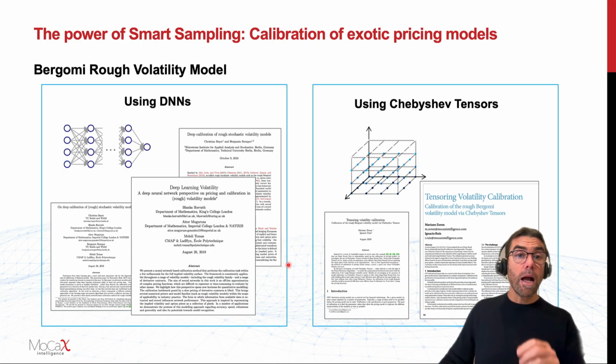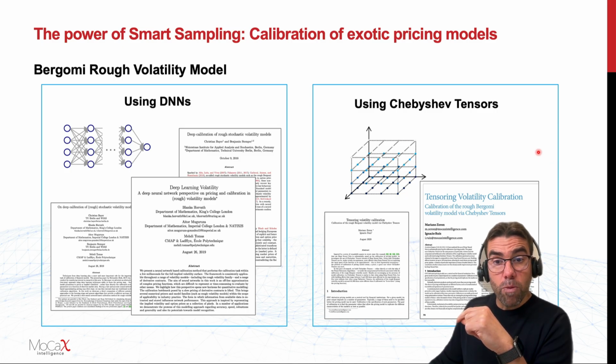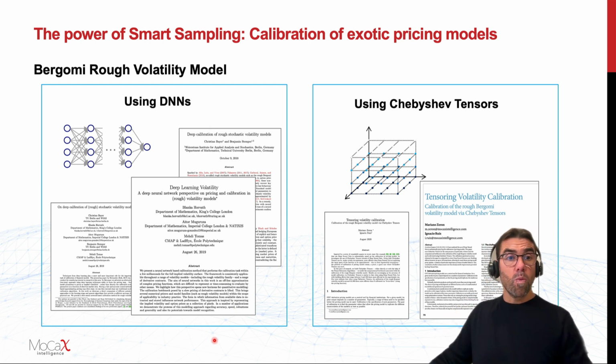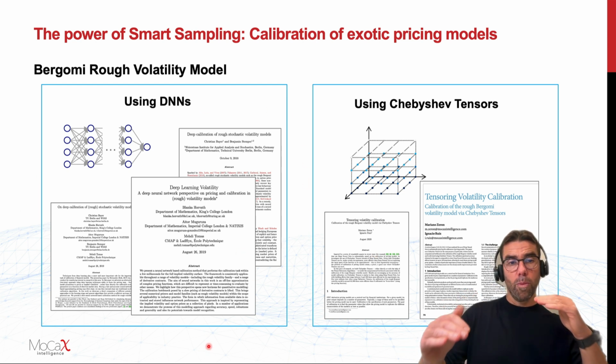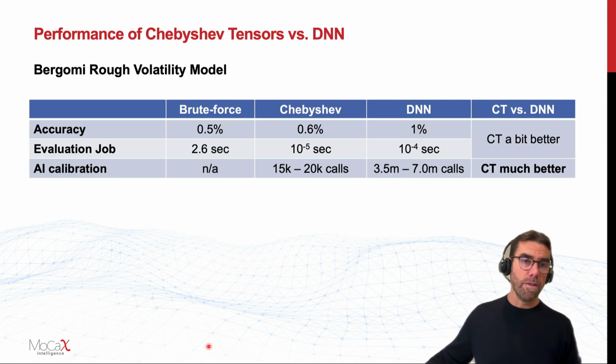Let me show you the power of this technique. We published this paper in Wilmott magazine in which we replicated these other papers, where they were approximating a rough Bergomi volatility model using DNNs. And we did exactly the same as these guys did so that we could compare apples with apples. And let me give you a summary of what we obtained.